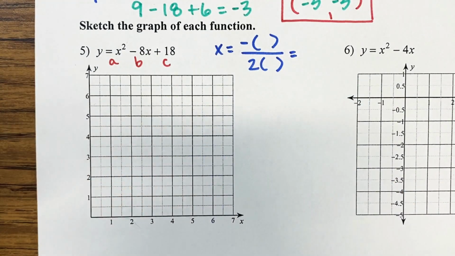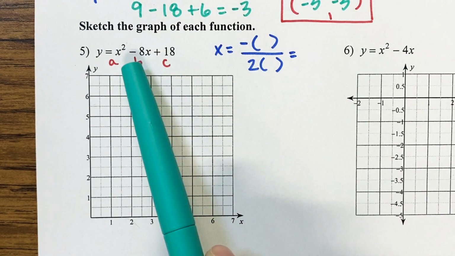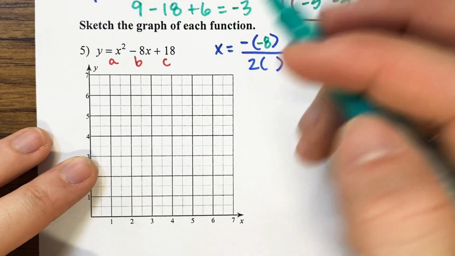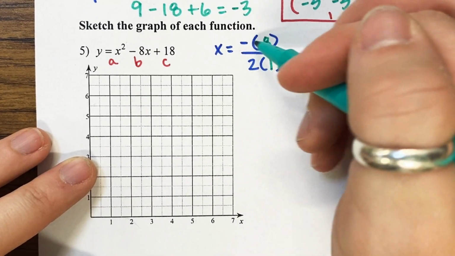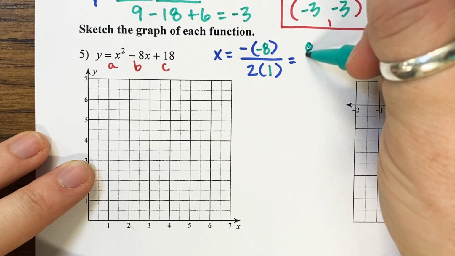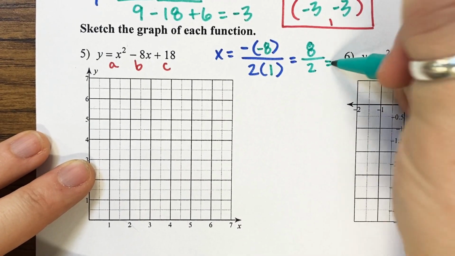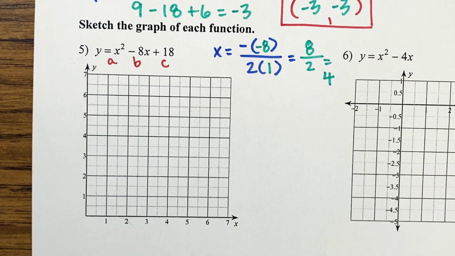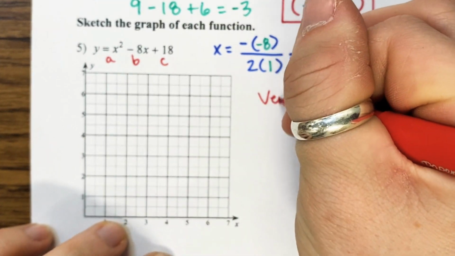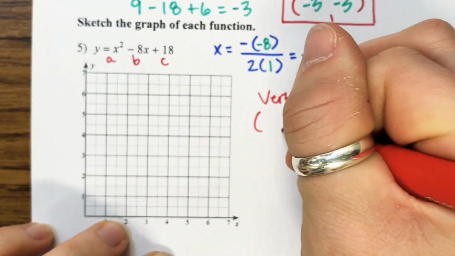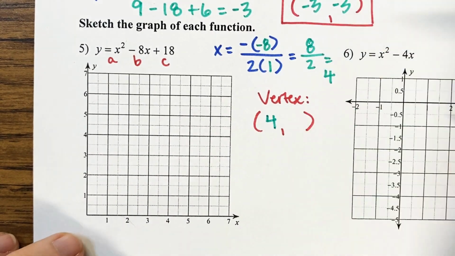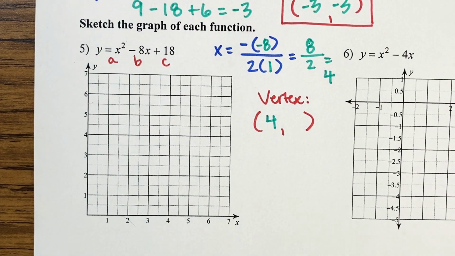So b goes on top. What do I need to plug in for my b? Negative 8. 2 times 1. Okay, so I get a double negative on top. That's going to turn into a positive 8. Over 2, what is 8 divided by 2? I get just 4. Okay, so for our vertex, we know that the x part of our vertex is 4. Okay, now we're going to use that to solve for y.